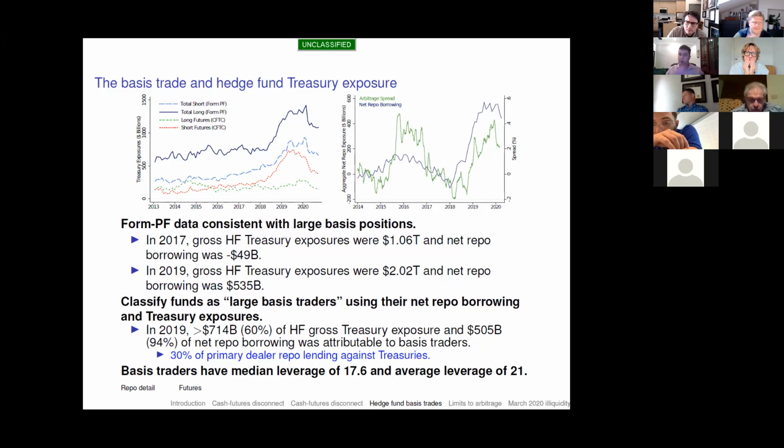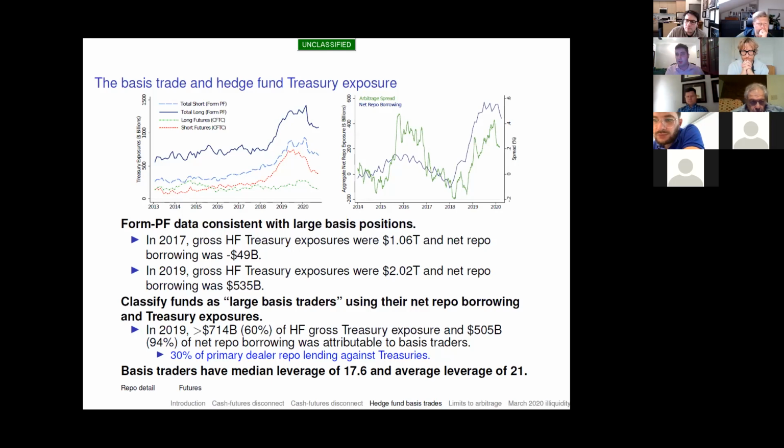And to look at the third leg of this trade, which is the repo borrowing, we can look at the net repo borrowing across hedge funds. You can see here a similar rise of about $500 billion in recent years. And moreover, we can see that net repo borrowing by hedge funds is highly correlated with the disconnect between cash and futures prices of treasuries, which suggests that there's a more general pattern here.